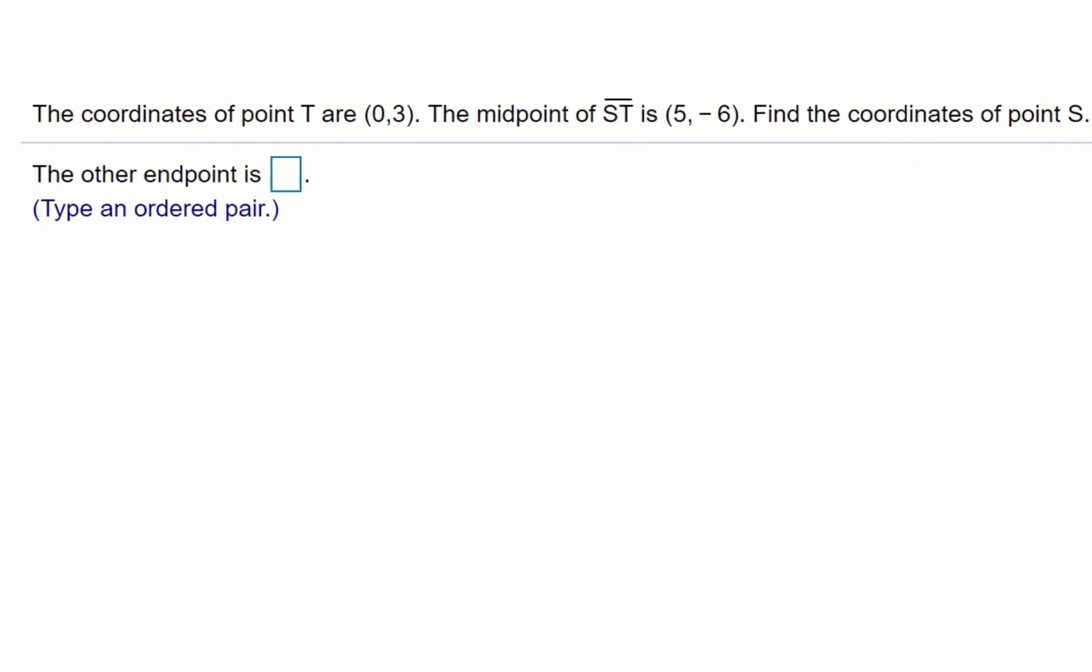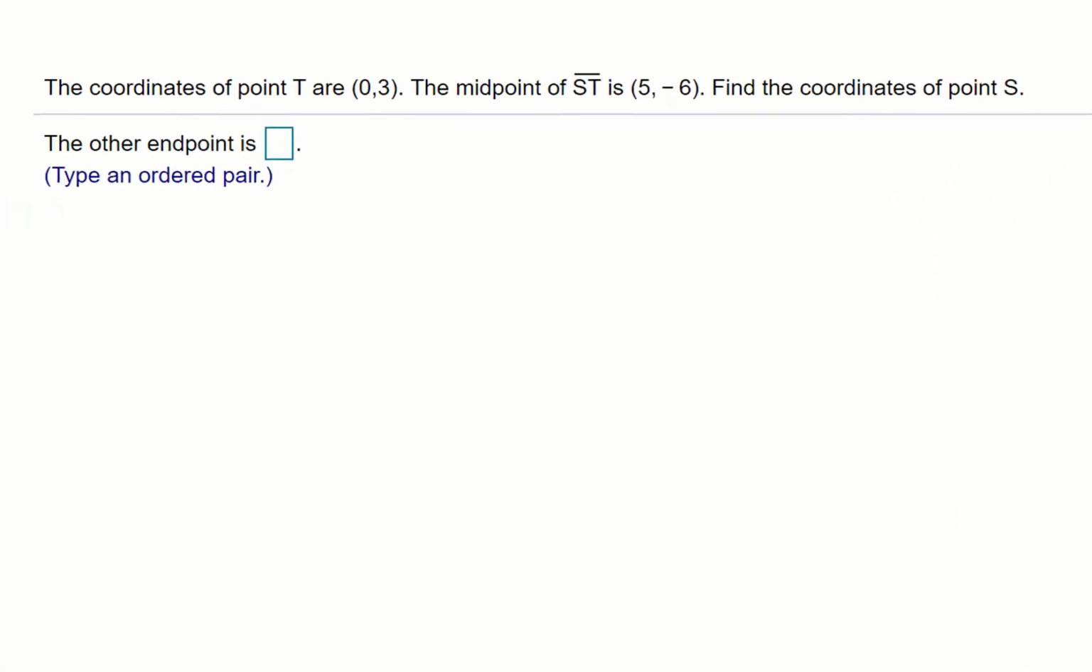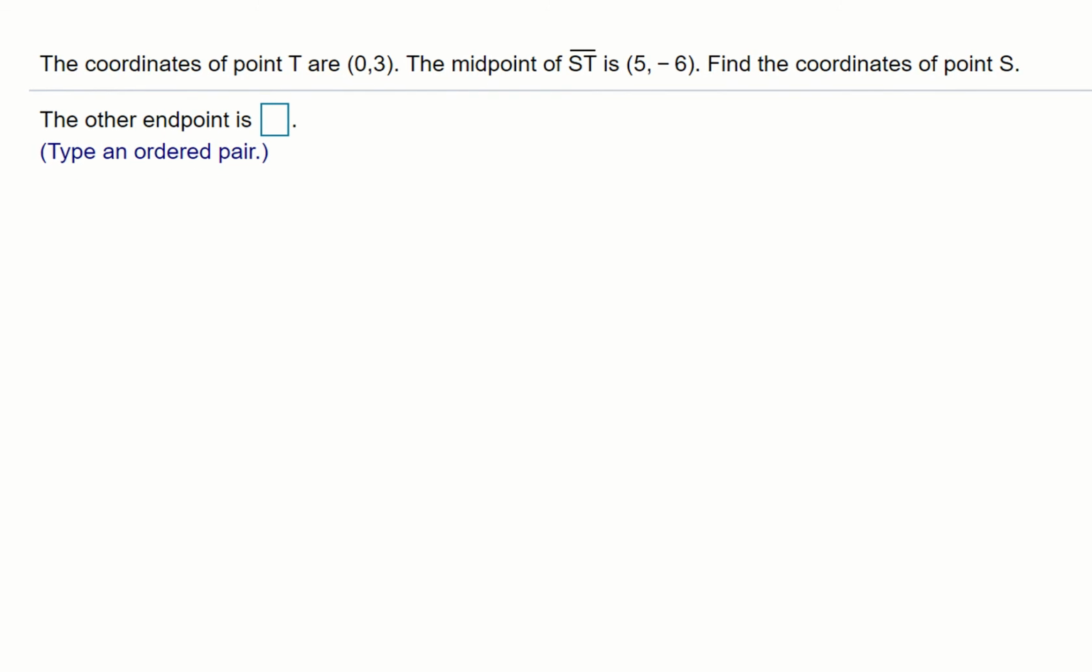That one was a tougher problem for sure, which is why I wanted to cover it. So now this one is another midpoint. The coordinates of point T are 0, 3. The midpoint of ST is 5, negative 6. Now find the coordinates of a point S.